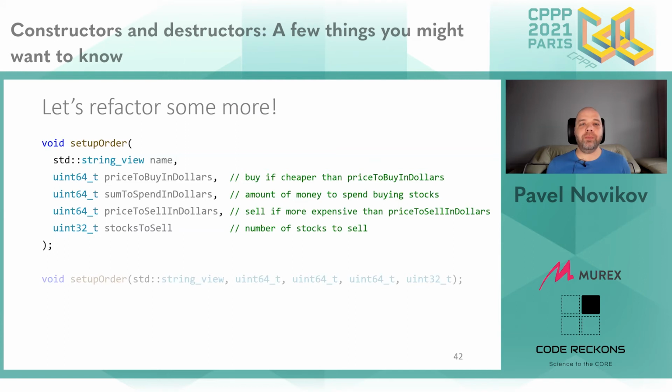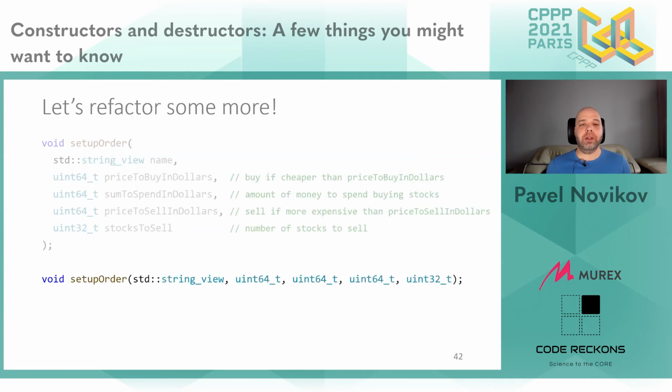Let's refactor some more. Here we have a hypothetical toy example with a function that sets up your order to trade stocks. It receives the name of the stock, the price of the stock to buy, the sum that you want to spend buying stocks, the price of the stock to sell, and the number of stocks you want to sell.